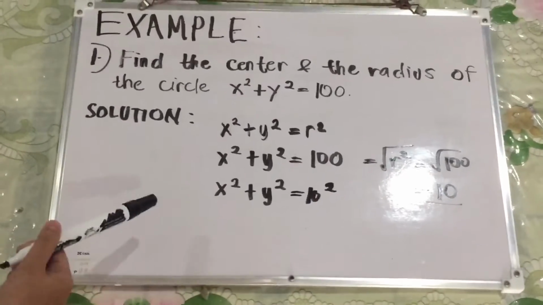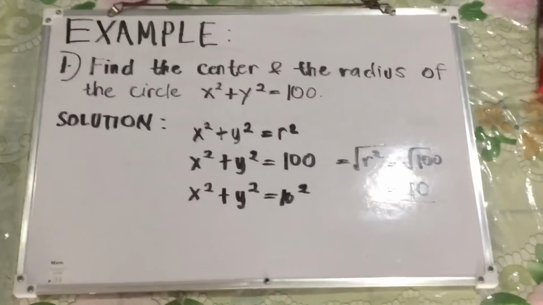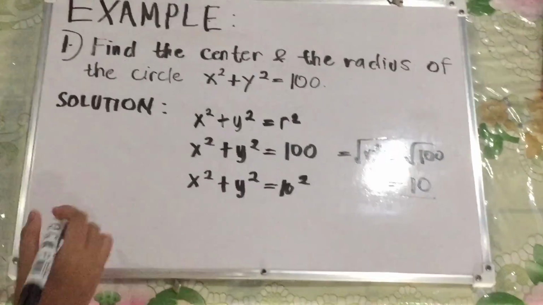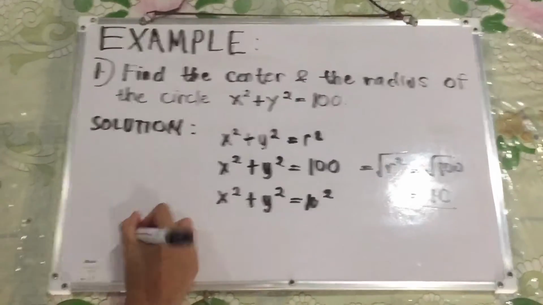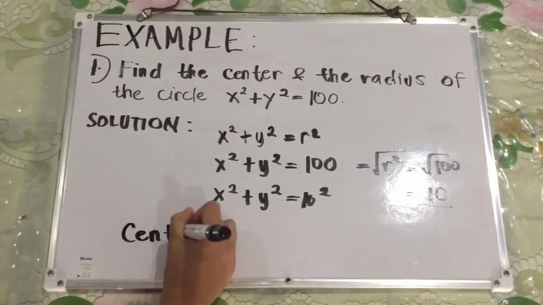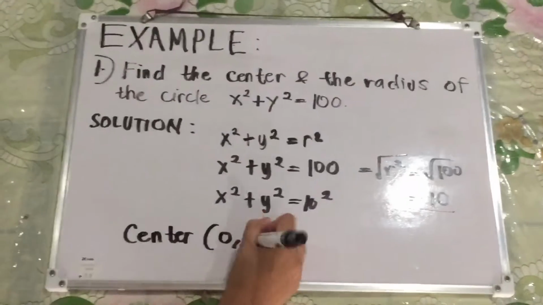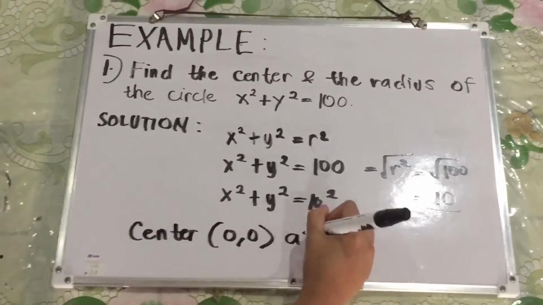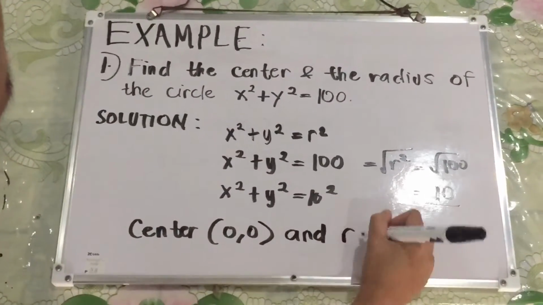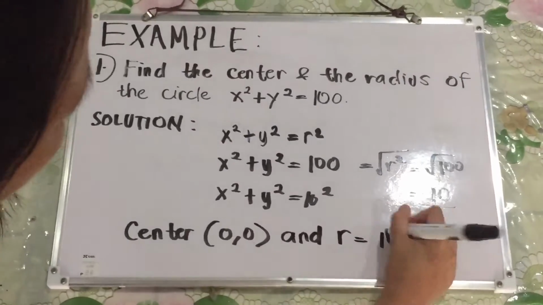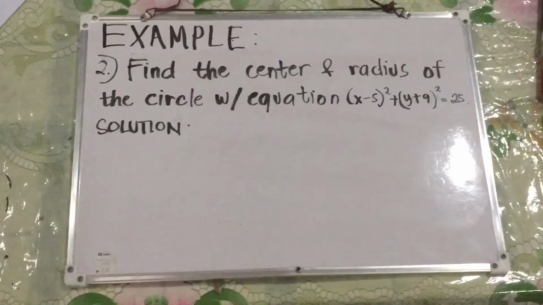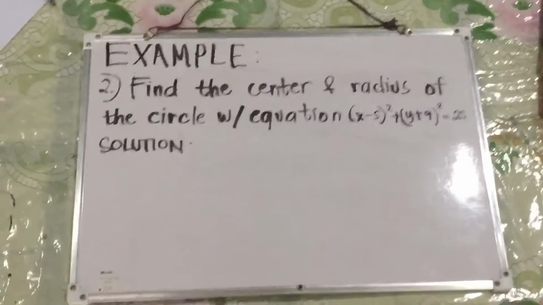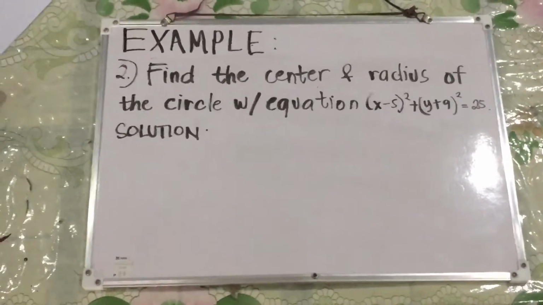From the equation, there is no point h and point k, so obviously the center is the point (0, 0) and the radius is 10. I guess you understood example number 1. So let's proceed to example number 2.